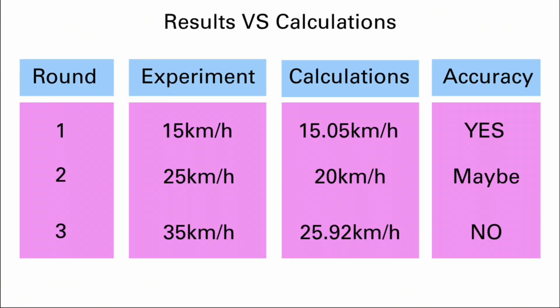Why didn't our experiment match the math perfectly? Well, that's because real life isn't as clean as a textbook equation. First off is human error. Our timekeeper might have started or stopped the watch a little bit too early or too late. So even if it was just a 1 second delay, it can still throw off the whole result.